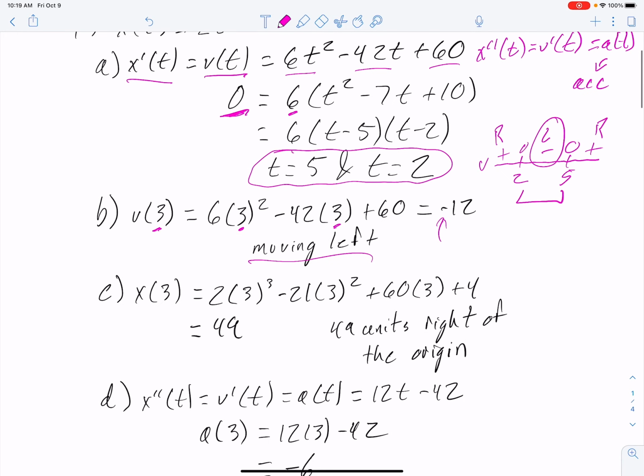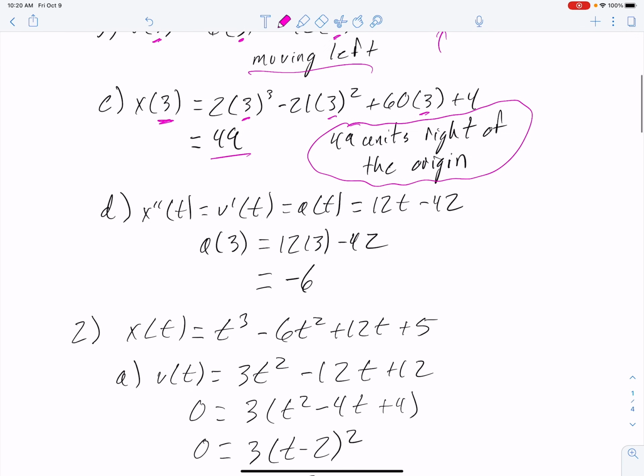Part C wants to know where the particle is located, and since they use the phrase where is it, we have to actually write out a little sentence or a little expression as our final answer. But again, if I want position, I substitute into my position function. I get 49, so I know that I am 49 units to the right of the origin. And yes, when it asks you where is the location or what is the position, we do have to actually write out that little phrase.